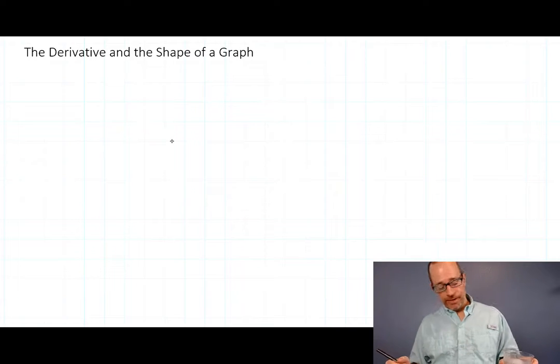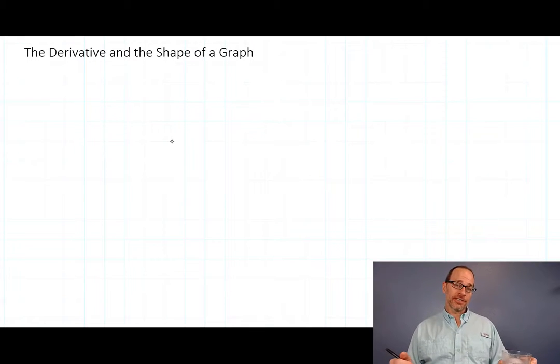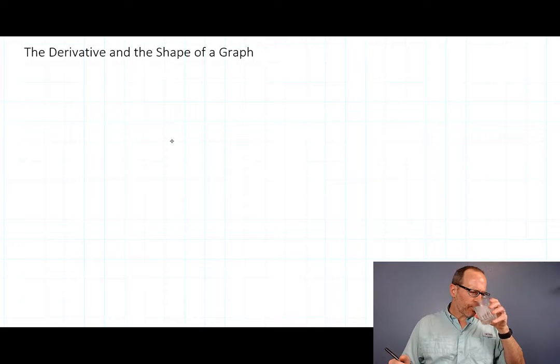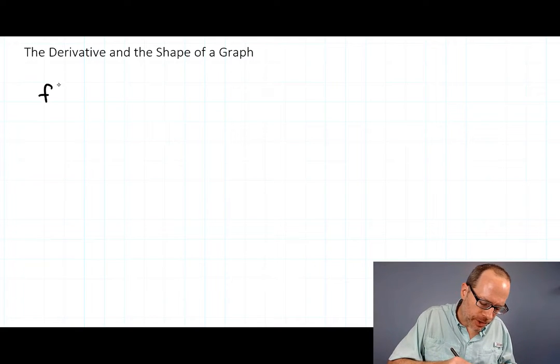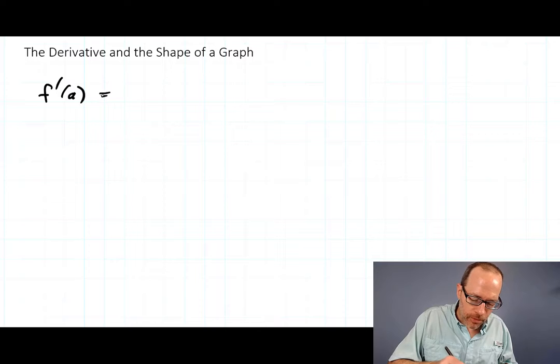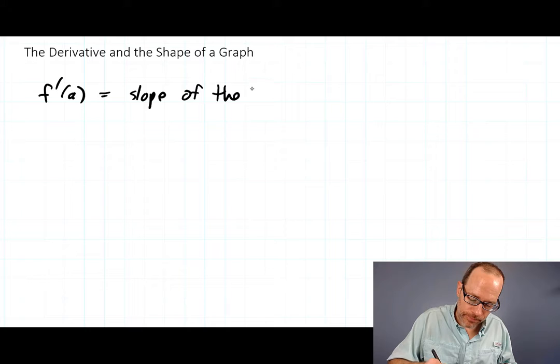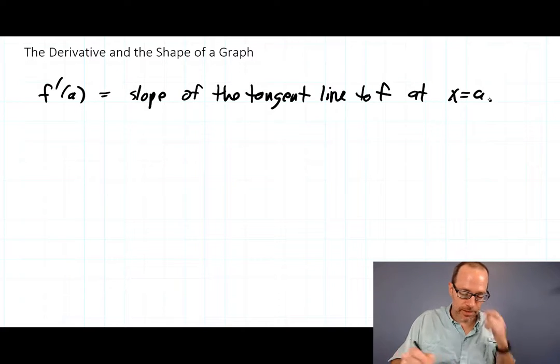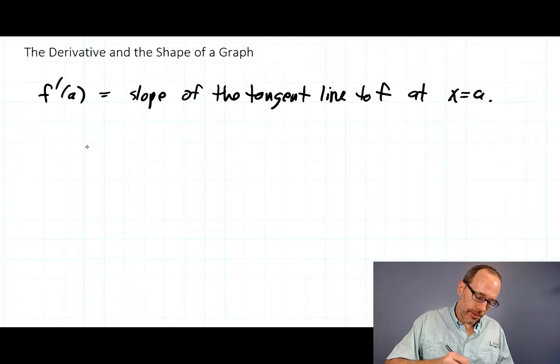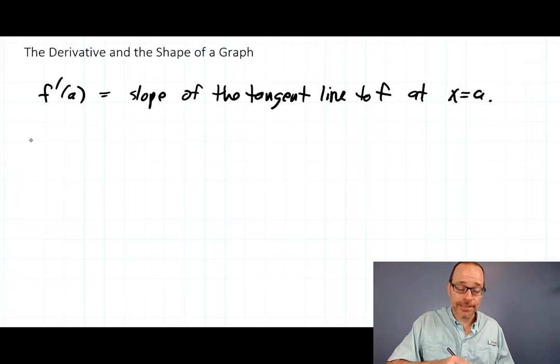All right, welcome back. The derivative actually tells us a lot about the shape of the graph, and that's pretty useful to know often. So let's take a look. Remember, one interpretation of the derivative was the slope of the tangent line at x equals a. Okay? So there are a couple special cases.